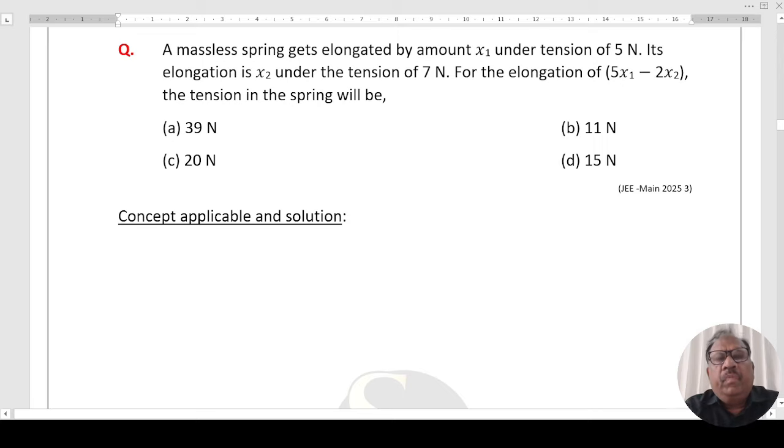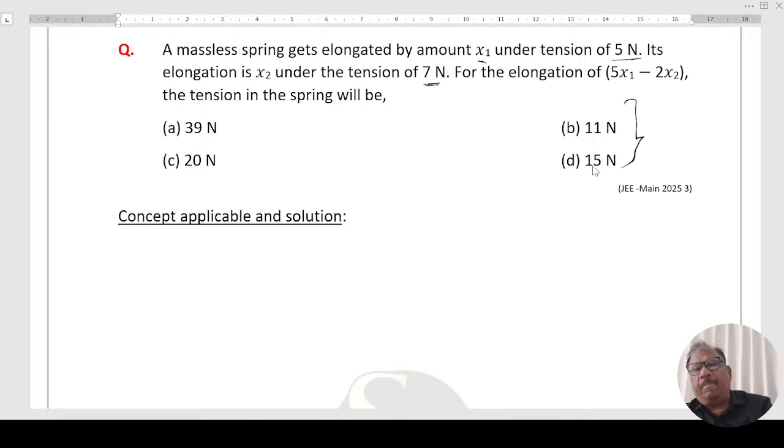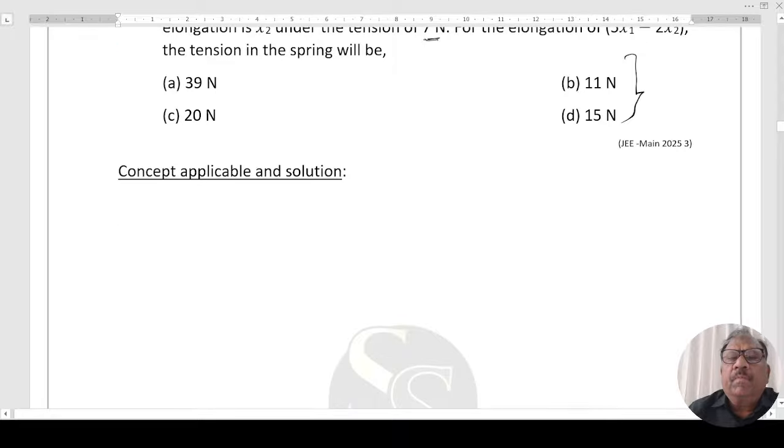Question is, a massless spring gets elongated by amount x1 under the tension 5 Newton. This elongation is x2 under the tension 7 Newton. For the elongation 5x1 minus 2x2, the tension of the string will be, 4 options are given, one of the options is correct. Its answer can be given orally within 10 seconds. But I will first clear the concept applicable in this case.